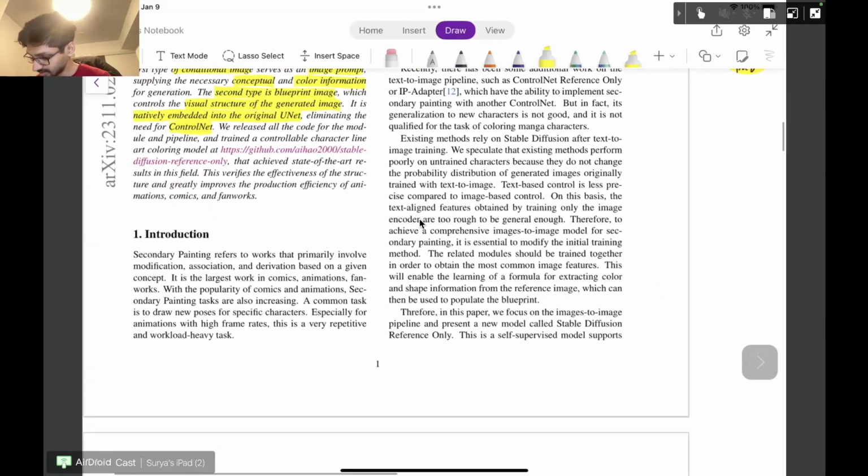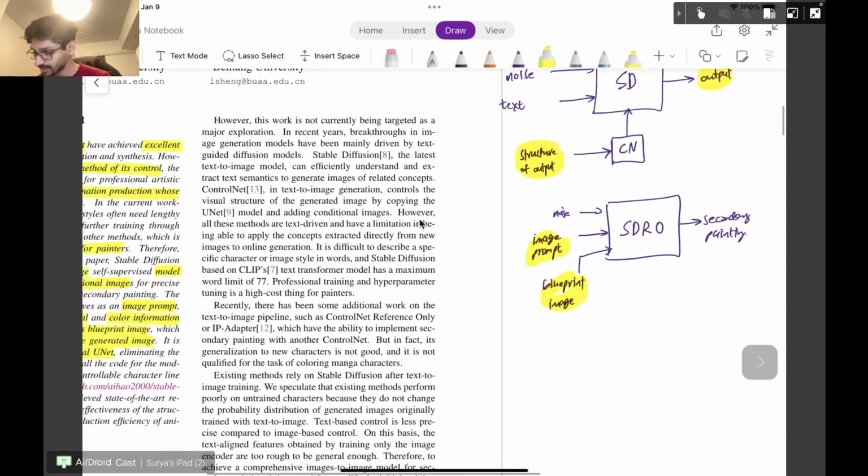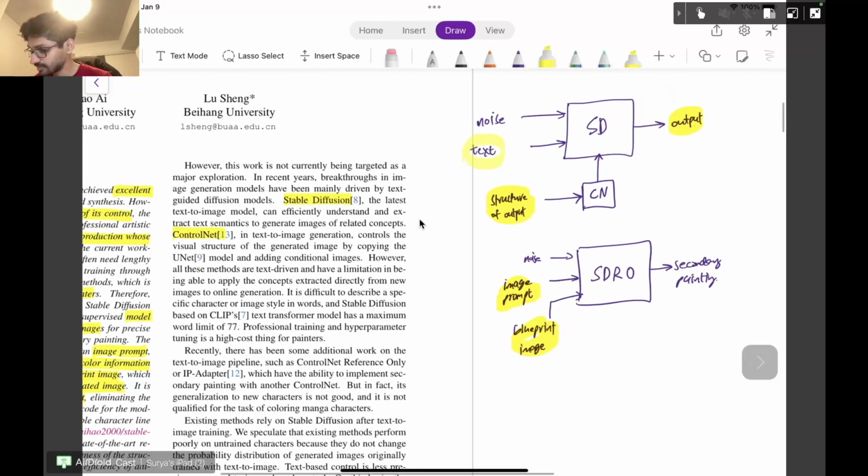So let's continue reading. So secondary painting primarily involves modification, association, and derivation based on a given concept. This is a common task, especially if you want to draw new poses for a specific character, for example in comics, or in animations where you need a very high frame rate, and doing this can get repetitive and workload heavy. So currently people try to solve it. People haven't tackled this specific problem, but one way to solve this would be to use Stable Diffusion and ControlNet. But the problem with using this is that you cannot give a primary image.